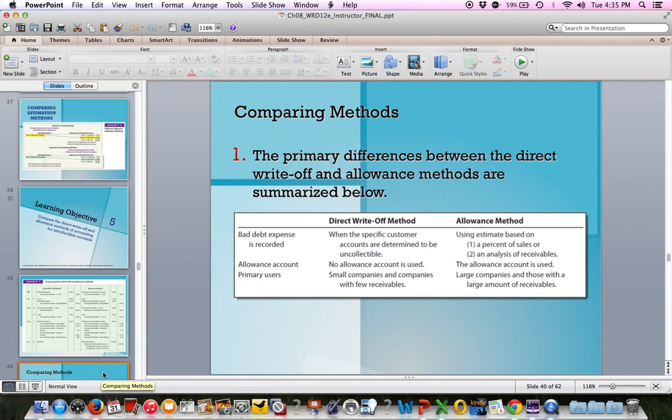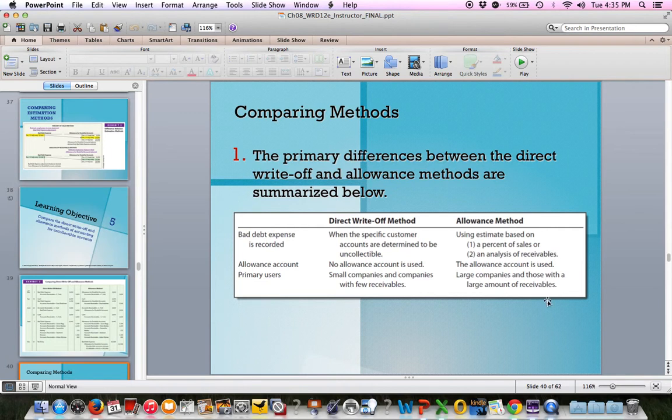And so here is a good summary of some of those differences. You can see it says direct write-off method, bad debts recorded when that specific customer account is uncollectible. We don't use the allowance account. Primary users are small companies and companies with just a few receivables. The allowance method uses an estimate based on either that percent of sales or analysis of receivables. We do use the allowance account.